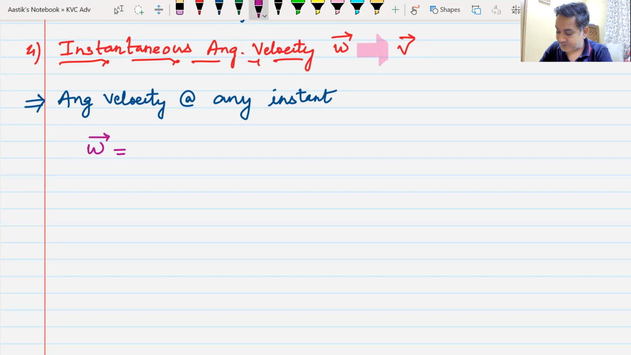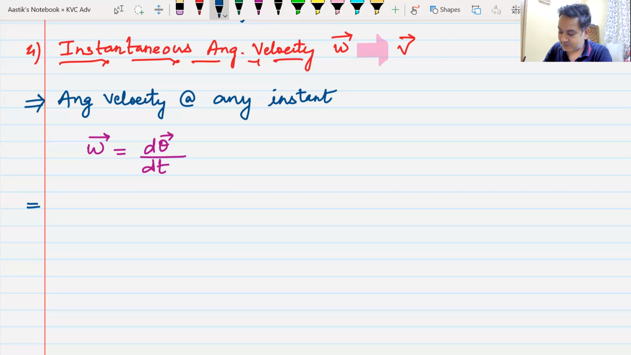And how will I find omega vector? No idea, sir. This is the first time we are hearing this term. So how do we know? Fast, we don't have time. Differentiation of angular displacement. d theta vector by dt.